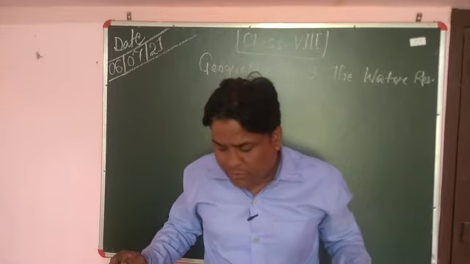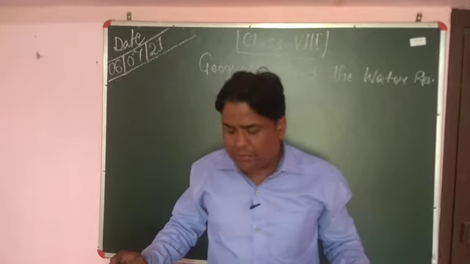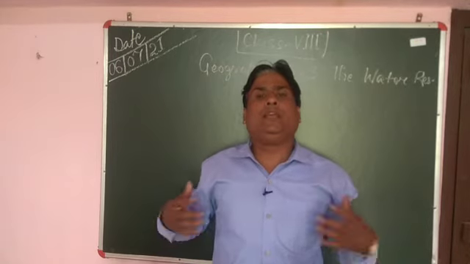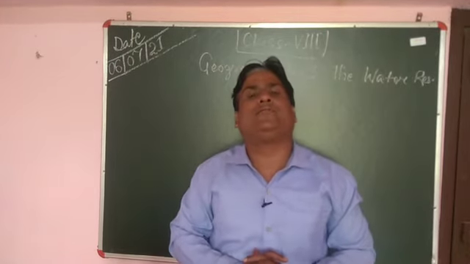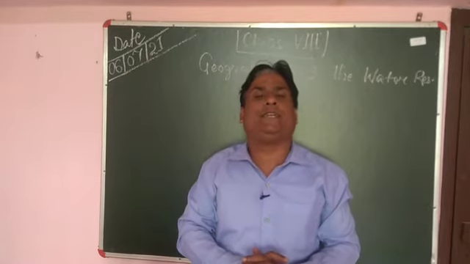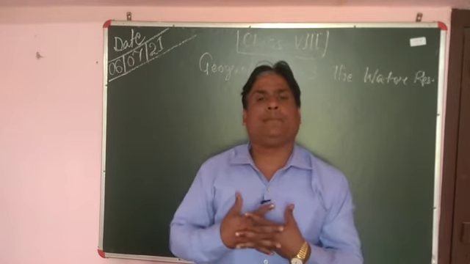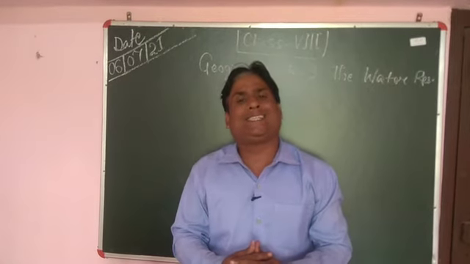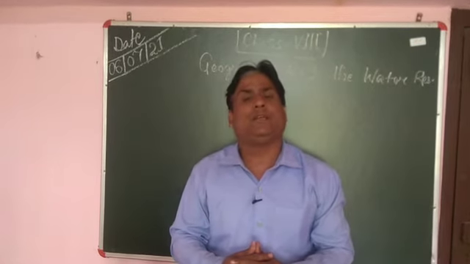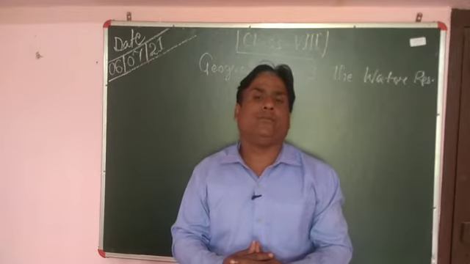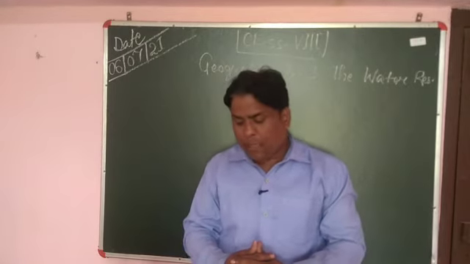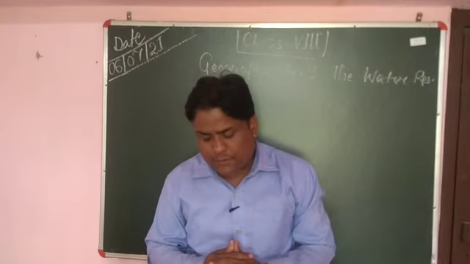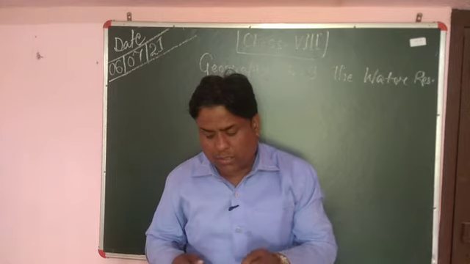Plants absorb water from the soil. Water also forms an important constituent of the body weight of animals. Like in human beings, we can say that 65 to 70% of the total weight is water. In my body, in your body, in every human body, 65 to 70% of the total weight is only water.